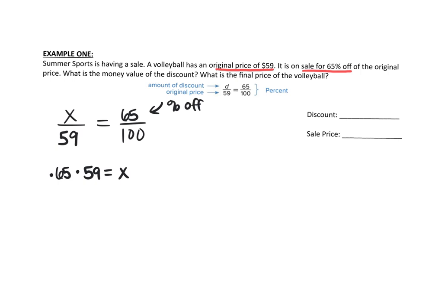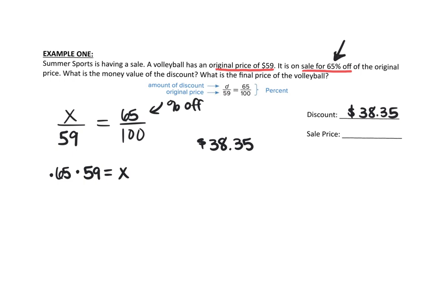It looks like I end up with $38.35. So that's my discount. That's the amount of money I get to take off. That's not what I'm going to pay. Okay, that's what I get to save. And it's 65% off. So that means it's like over half off, which is nice.